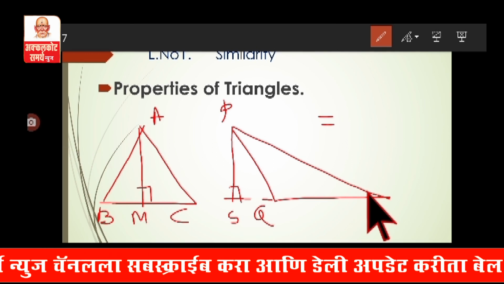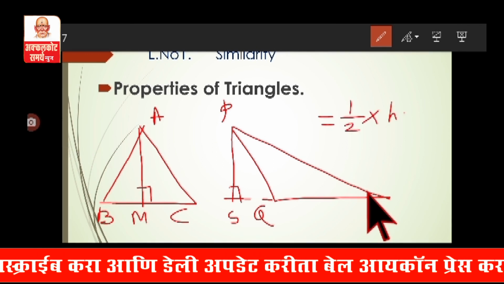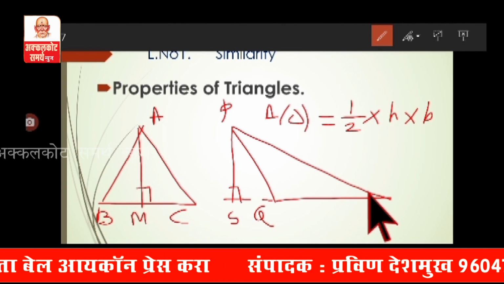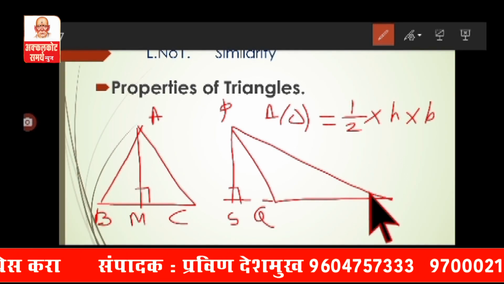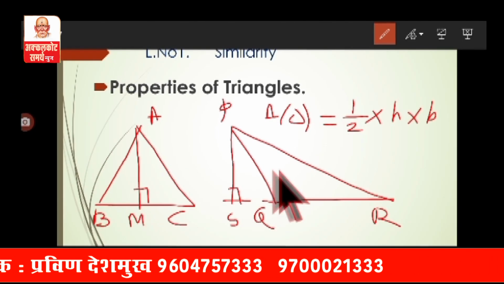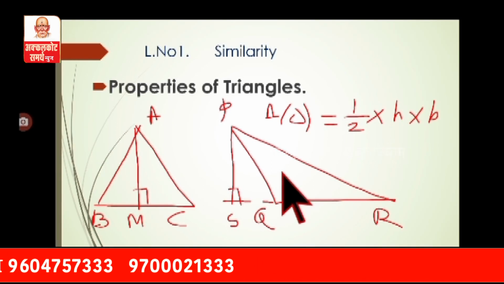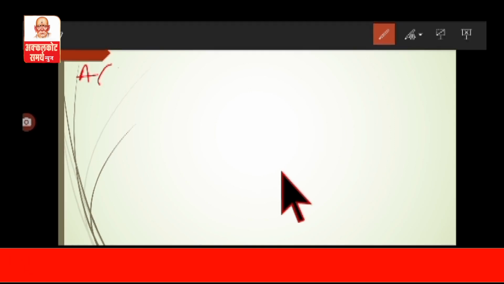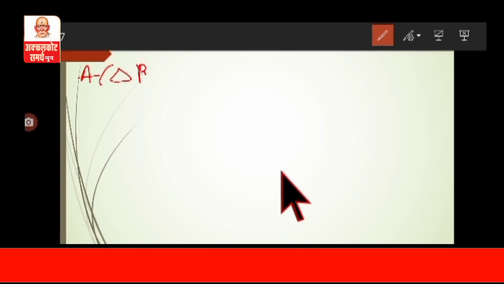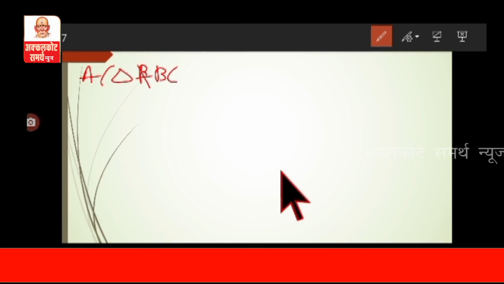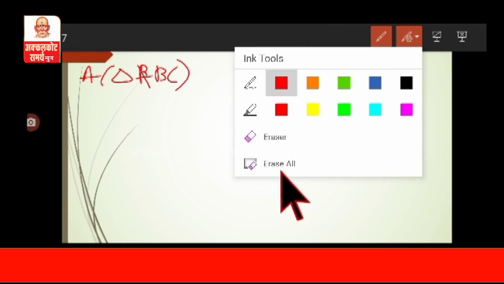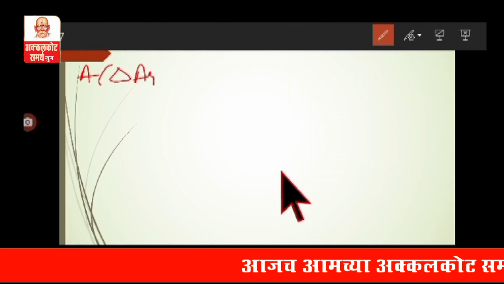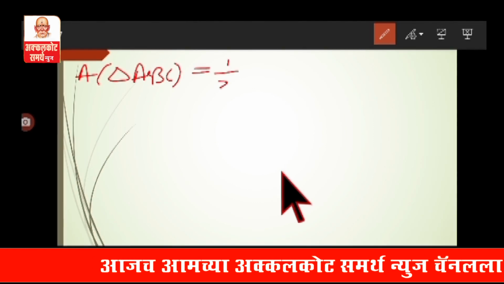It is half into height into base, right? So area of any triangle is always half into height into base. So applying this formula in these two triangles, what ratio will you get here? So see, area of triangle ABC. Okay, so it is area of triangle ABC I want to tell here. So it is half, then height.